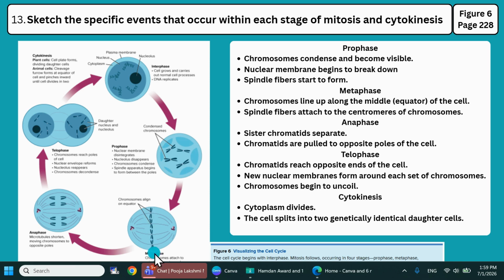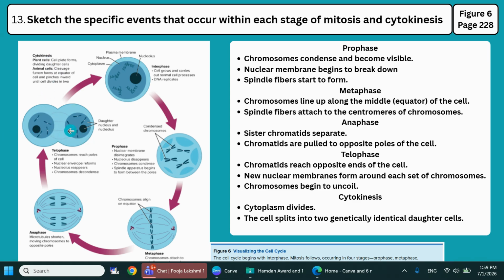Prophase, metaphase, anaphase, and telophase. After the nucleus has divided, formed two nuclei, then comes cytokinesis. You can remember the cytoplasm divides. So here the cytoplasm divides, the cell will split into two genetically identical daughter cells.